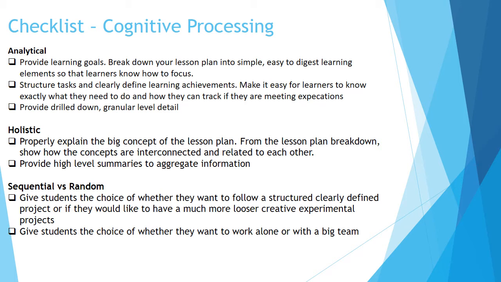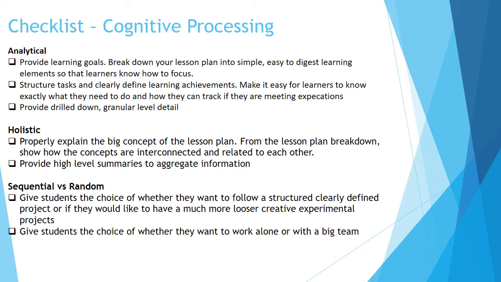Because holistic thinkers are not really good at categorization, it's good to provide higher level summaries so that you can aggregate information for them. For sequential versus random thinkers, you should definitely give students a choice on whether they want the clearly defined structured environment or whether they want a more loosely defined creative experimental project, because you want your students to be a little bit more motivated depending on how they process information.